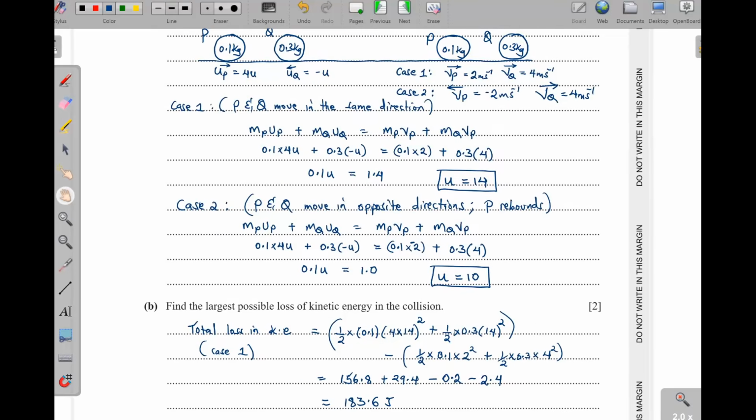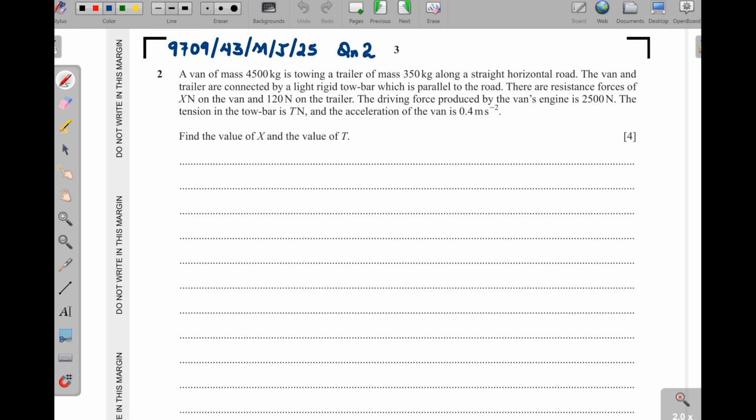that is the one that is going to give us the biggest, because u here is bigger. You see, it is 14. So now when I put 10, remember it is total initial kinetic energy. So here, if we have 10, automatically we are going to get a smaller value. So we don't need to waste time there, okay. So we leave it at that point. So therefore, our answer is 183.6.